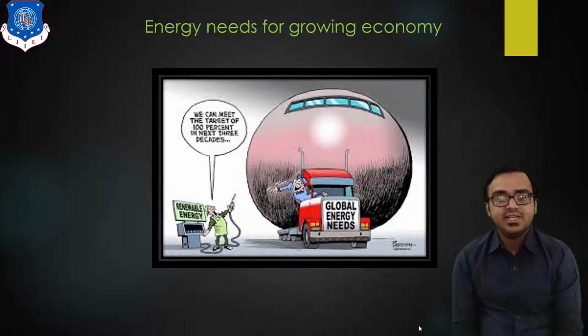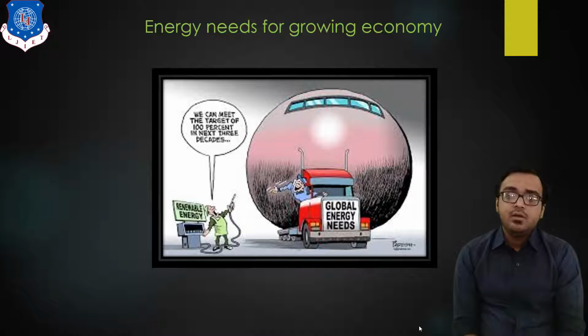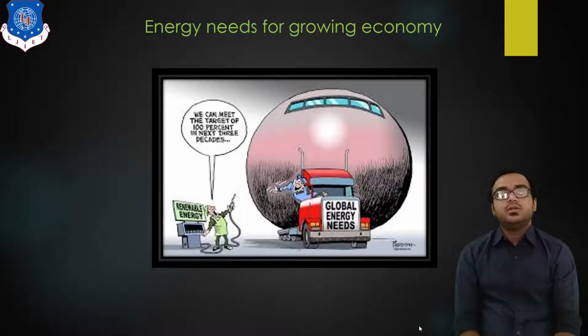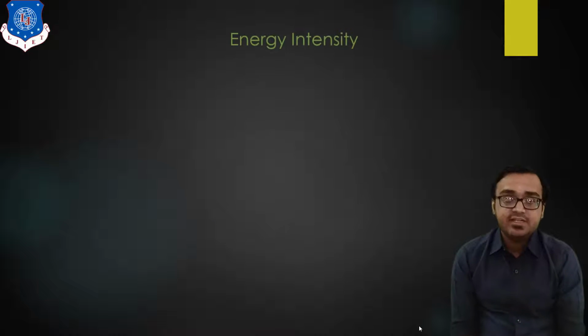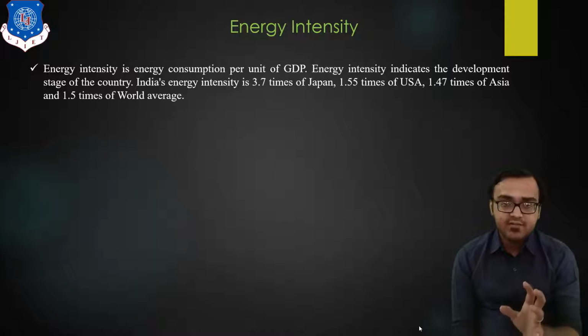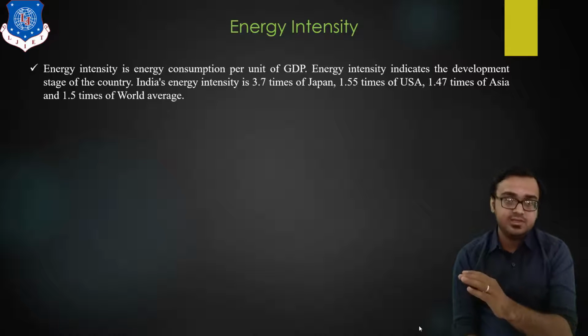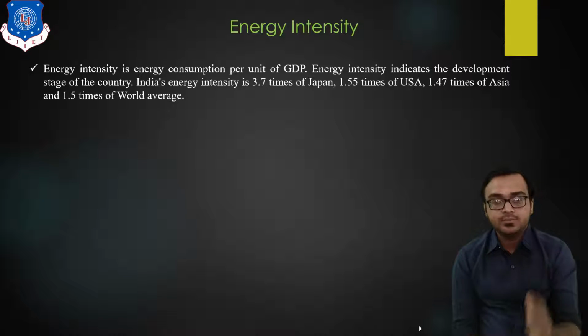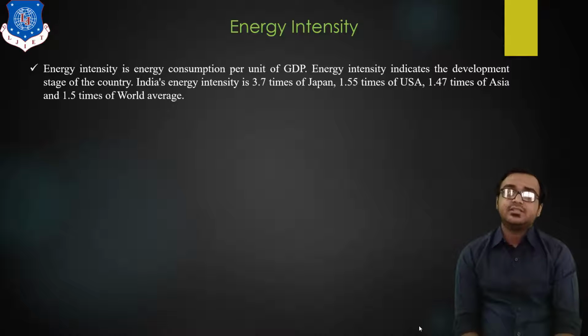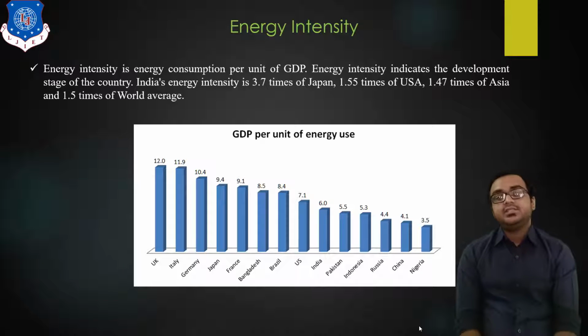Okay, ultimately it indicates the relationship between the growth and the electricity, or you can say energy. Clear? Now the next definition is energy intensity. It is a definition which is directly related with the energy economy and the growth. So you can say the energy intensity is the energy consumption per unit of GDP. Energy intensity indicates the development of the country.